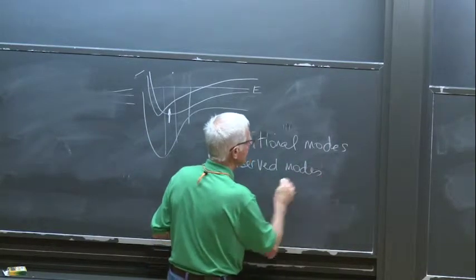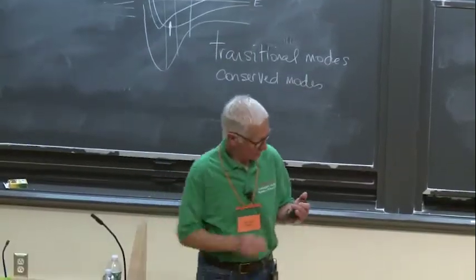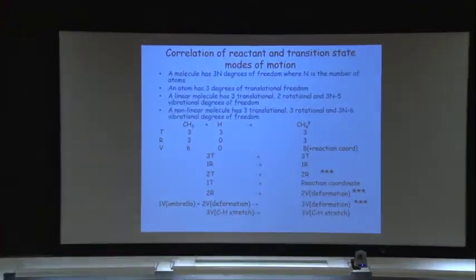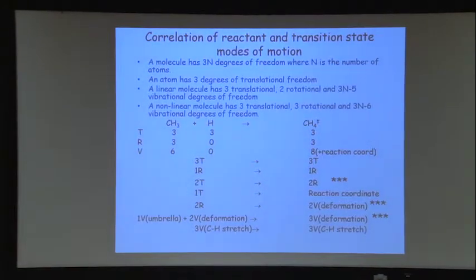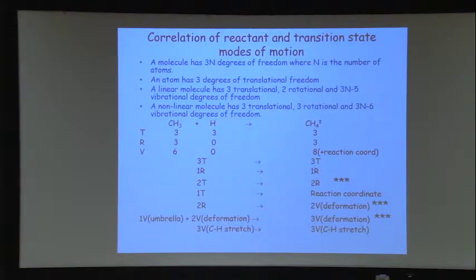So things like these CH stretches here going into CH stretches are conserved modes. Their frequencies are not changing very much. And we have to concentrate on the ones that are changing significantly. For example, these rotations going into vibrations, or translations going into rotations, or this umbrella motion going into a CH deformation mode.